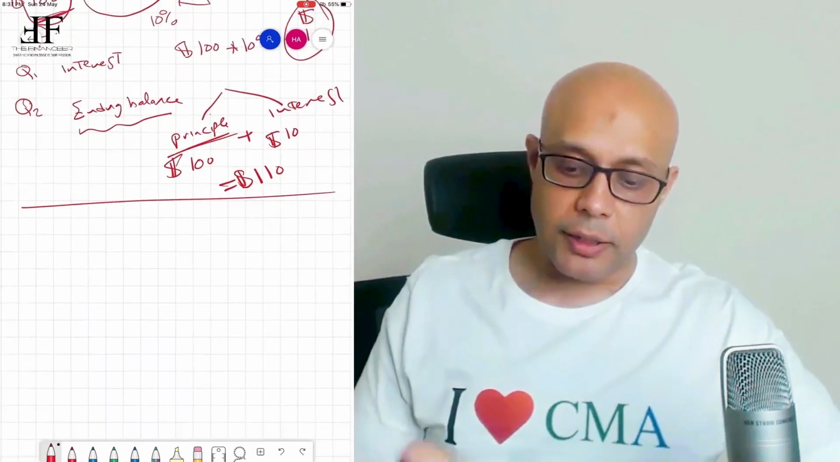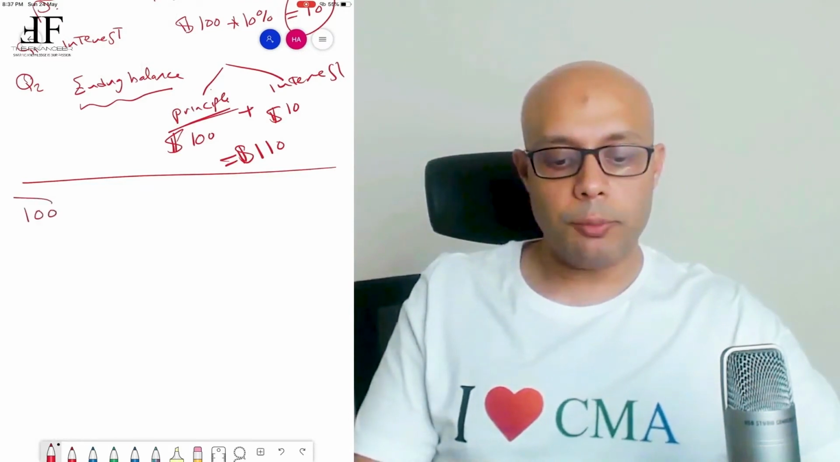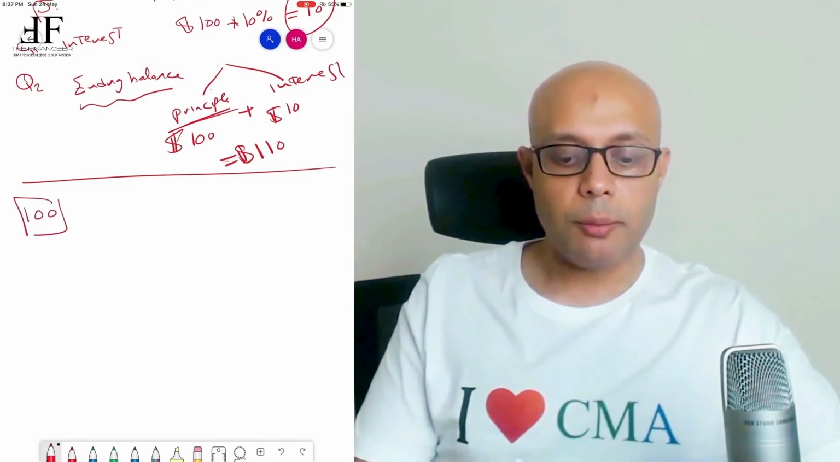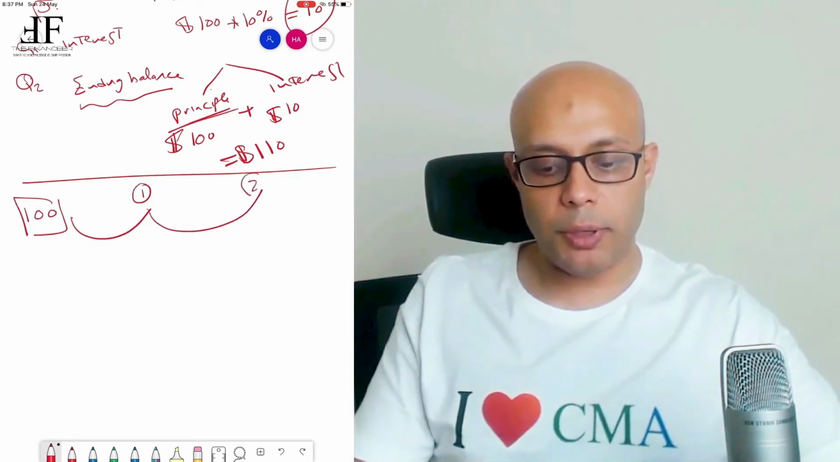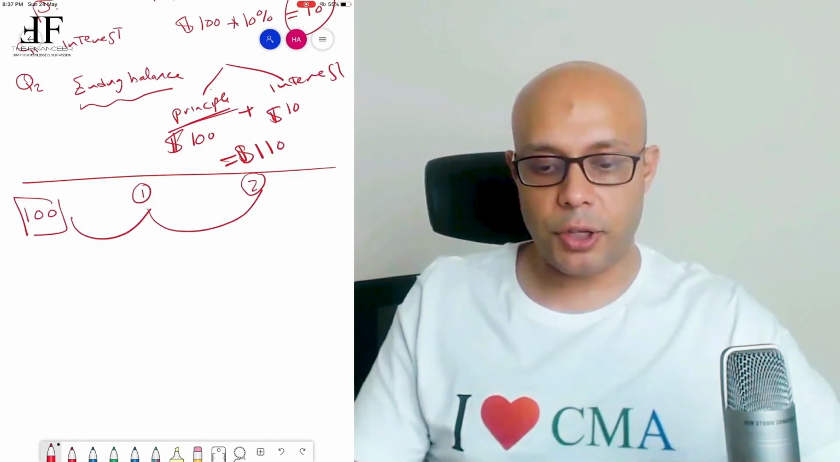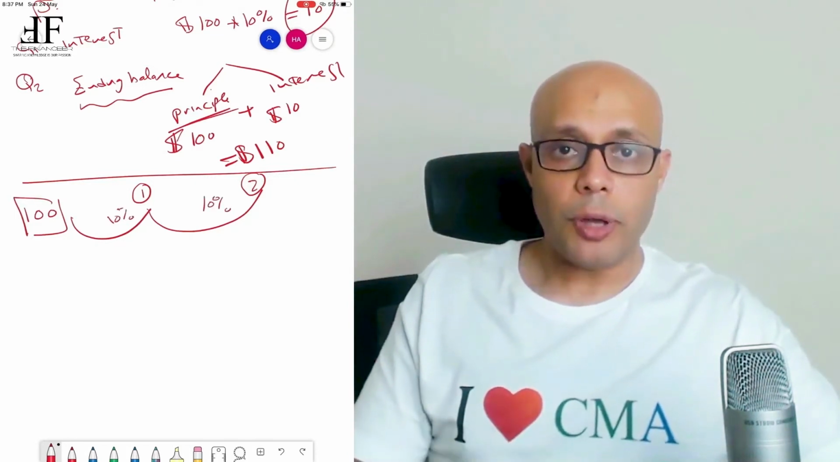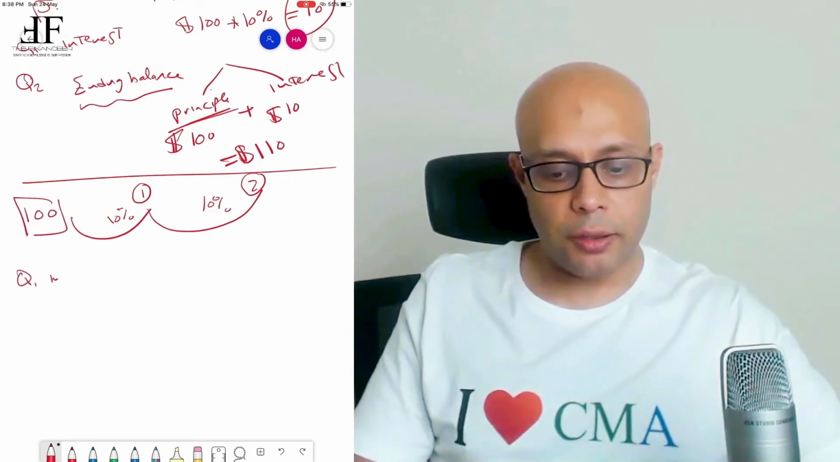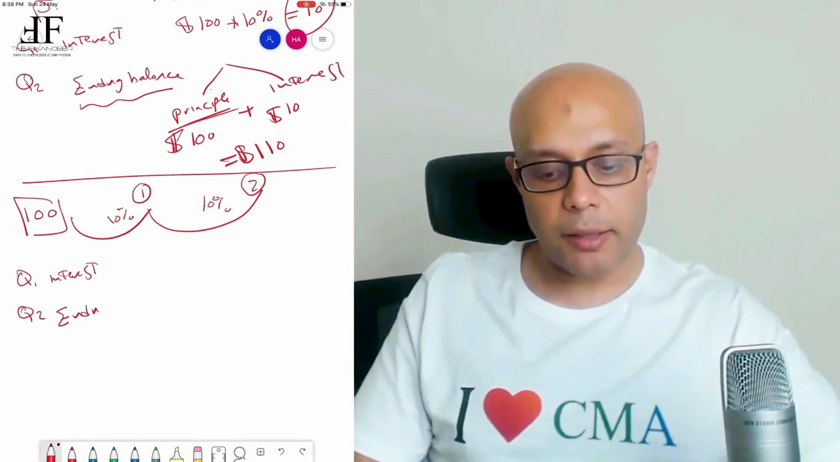Now let's continue the example, assuming that we are going to deposit the same $100, but not for 1 year, but for 2 years. So this will be the first year and this will be the second year. Again, the bank agreed to give us 10% on each year. We have to answer the same two questions again. Number one, how much is the interest? And question number two is how much is our ending balance?